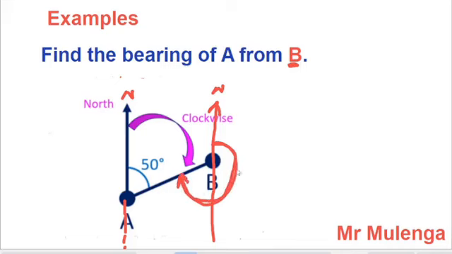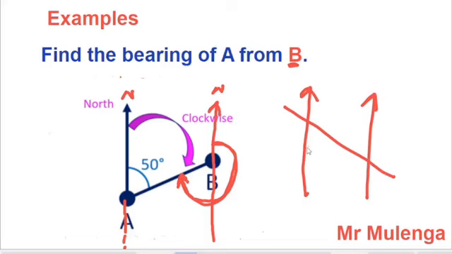Okay, so how can we get this bearing? To get this bearing is very easy, because if you remember, we said if you have 2 parallel lines like this and there is a transversal line, the angle which is right here is alternating to this angle. So if you have 50 degrees right here, it means that even here is 50 degrees. So it means even here you are going to have 50 degrees.